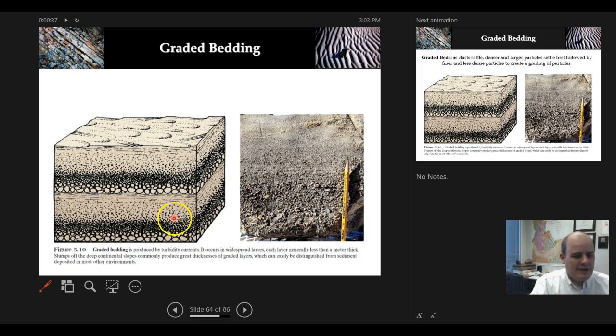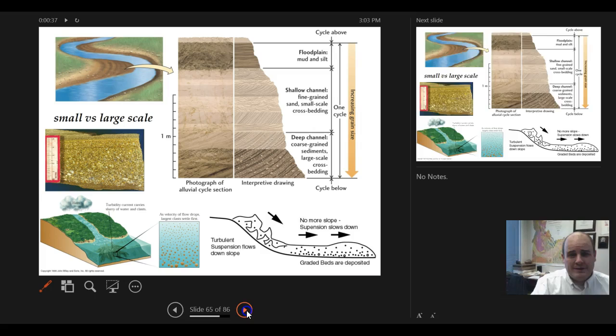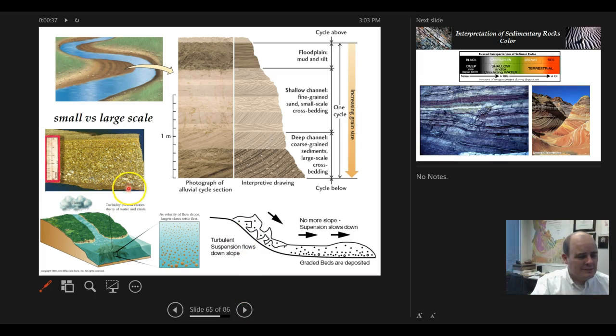So this can give us an understanding of big floods, maybe landslides. That's always the big stuff's going to go to the bottom, small stuff's going to go to the top. So this gives us indications of what can happen in the future. You can get this in what we call small scale, like in this couple centimeters here. We have the coarse stuff at the bottom, fine stuff at the top.